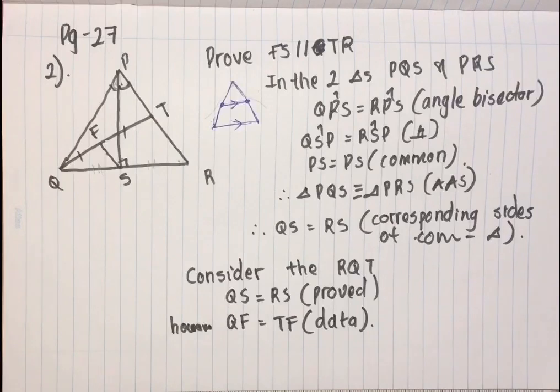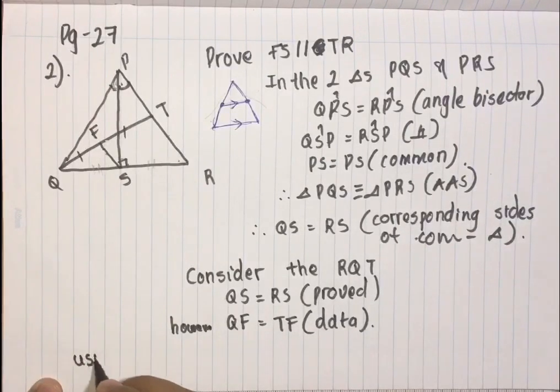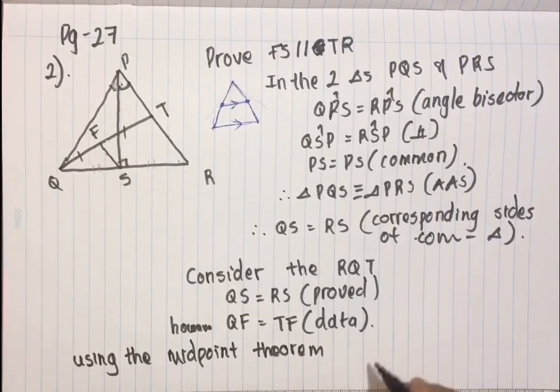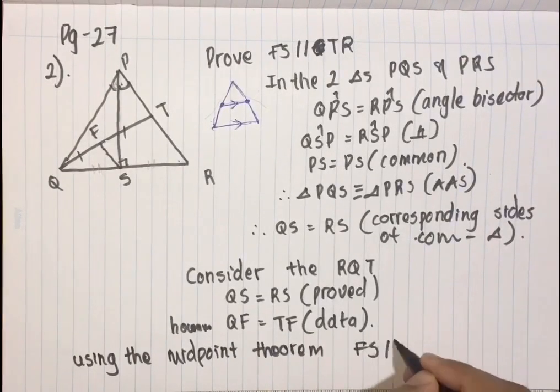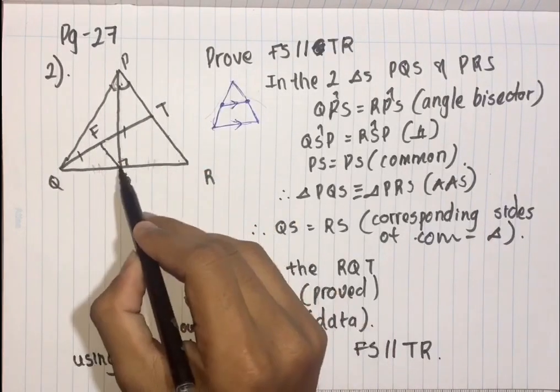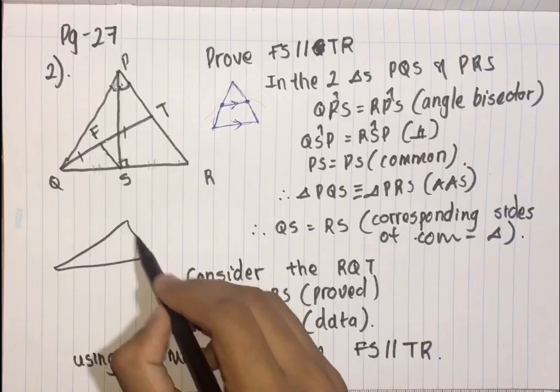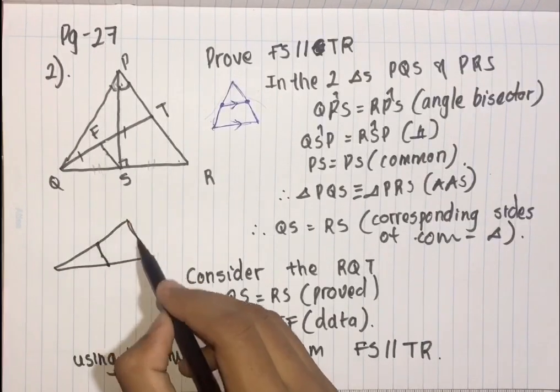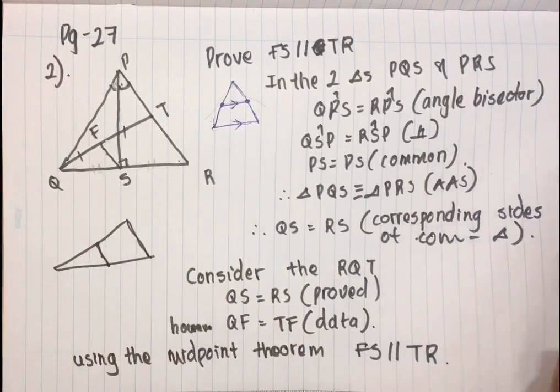Now you have proved that this is the midpoint, this is the midpoint. Therefore, using the midpoint theorem, you can say that FS is parallel to TR. Is that clear? Because if you consider this triangle, this is the midpoint, this is the midpoint. If you join the two midpoints, this length is half the length of this, and also it is parallel to this. Is that clear?